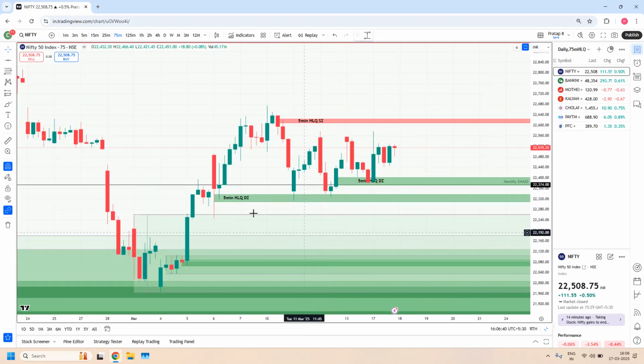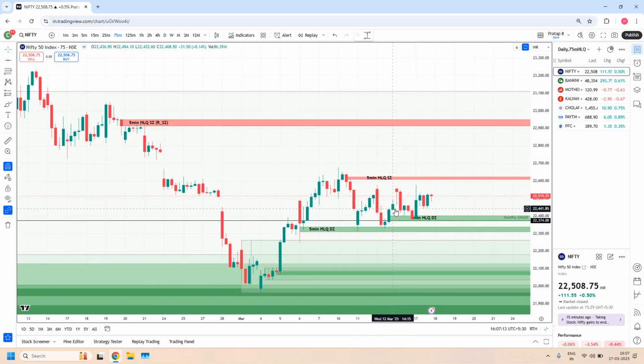That is what happened. Maybe this 5 minutes HLQ demand zone might be acting as a dynamic entry buffer to this HLQ zone. In lesson 21 you learned dynamic entry buffers, and probably you can apply that concept here. That means this zone is not letting the prices go down. Until this zone is violated, you won't get a trade from this daily HLQ zone. And in this daily HLQ zone, we have an excellent fine-tuned 5 minutes order flow available. Okay, this is about Nifty.